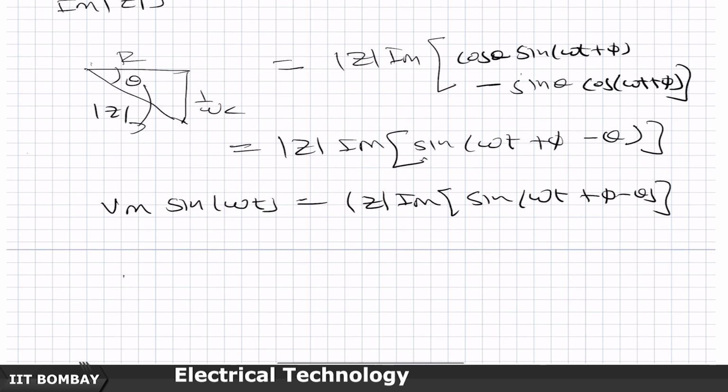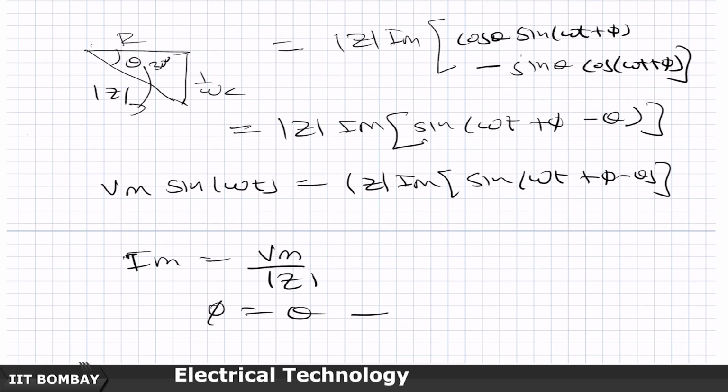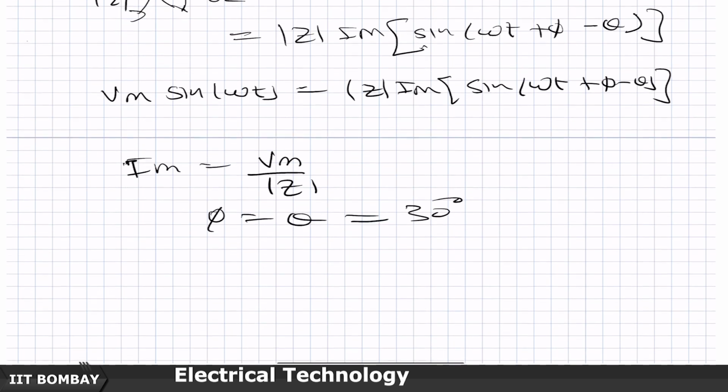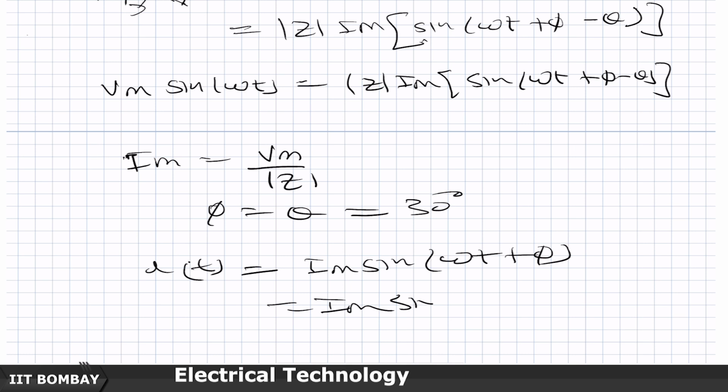And so we get that Im is going to be equal to Vm by mod of z, and phi should now become equal to theta. But since I have drawn it correctly, here it is 30 degrees. So this theta, for example, would be 30 degrees. And so i of t will become Im sine of omega t plus phi, which, for example, if it is 30 degrees, will be sine of omega t plus 30 degrees.